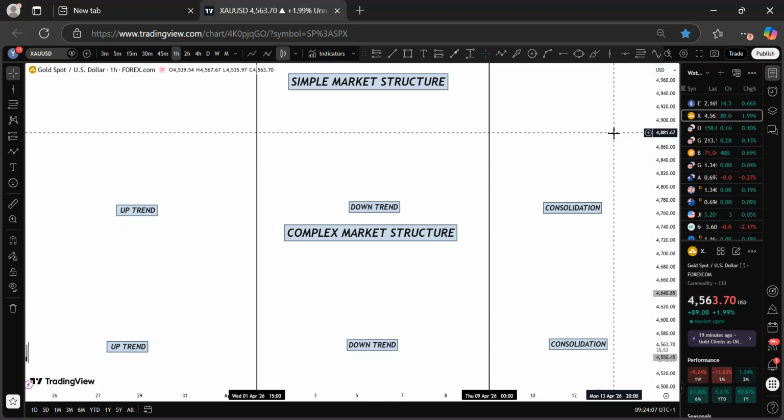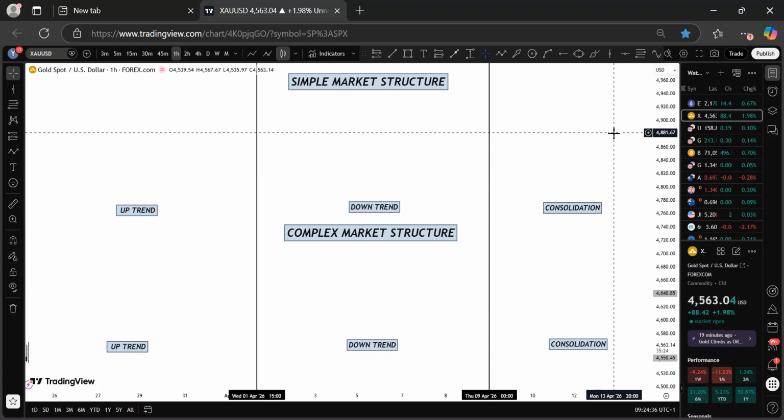Now, complex market structures are found on a lower time frame. Lower time frames are like 5 minutes, 10 minutes, 15 minutes, 30 minutes, 45 minutes, 1 hour. In as much as I don't like including 1 hour, sometimes you tend to find complex structures on 1 hour too. But it's not usually as confusing as it might look when you scale down to 15 minutes, right?